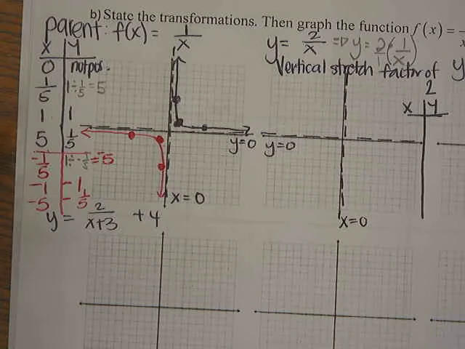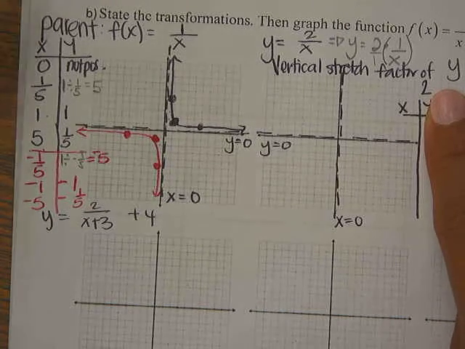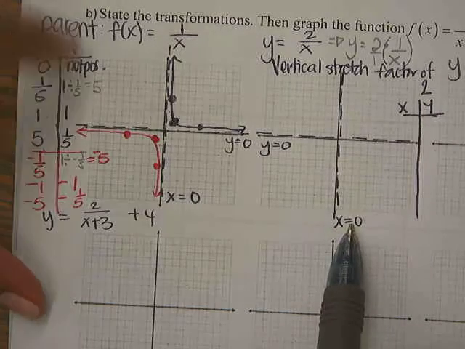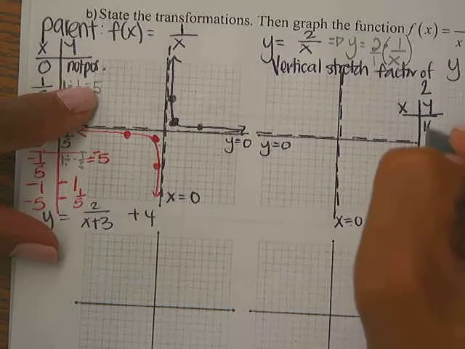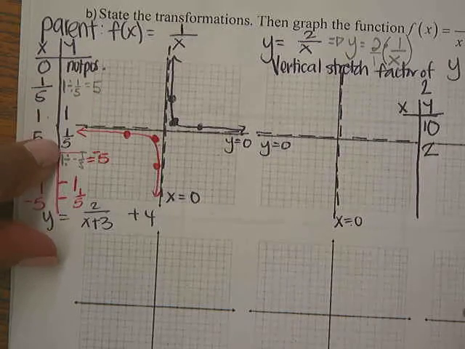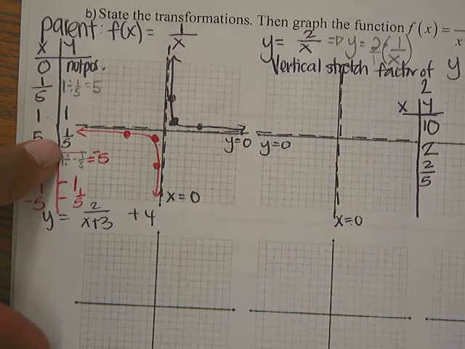Then the next value I'm going to use, I'm going to take all my outputs and multiply by 2 because it says it's a vertical stretch factor of 2. So here are my outputs. I've already used that for my asymptote. So the next output is 5. 5 times 2 is 10. 1 times 2 is 2. 1/5 times 2 is just 2/5. Okay, so that is my right curve.